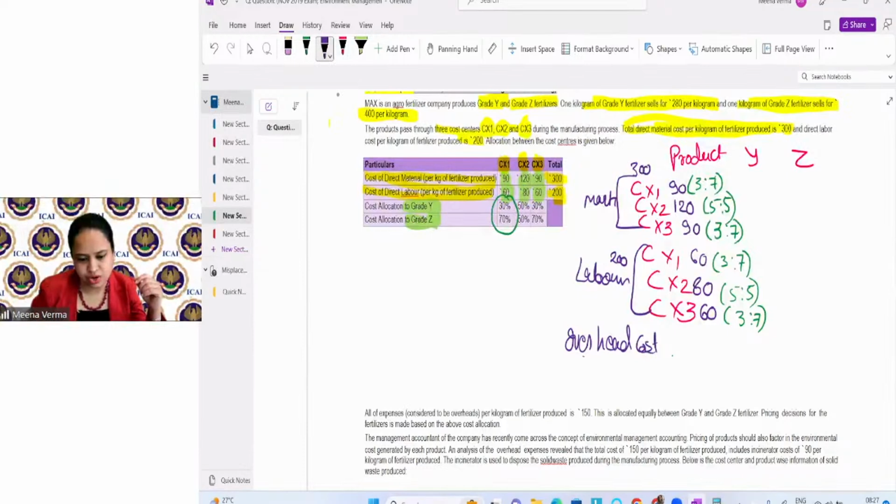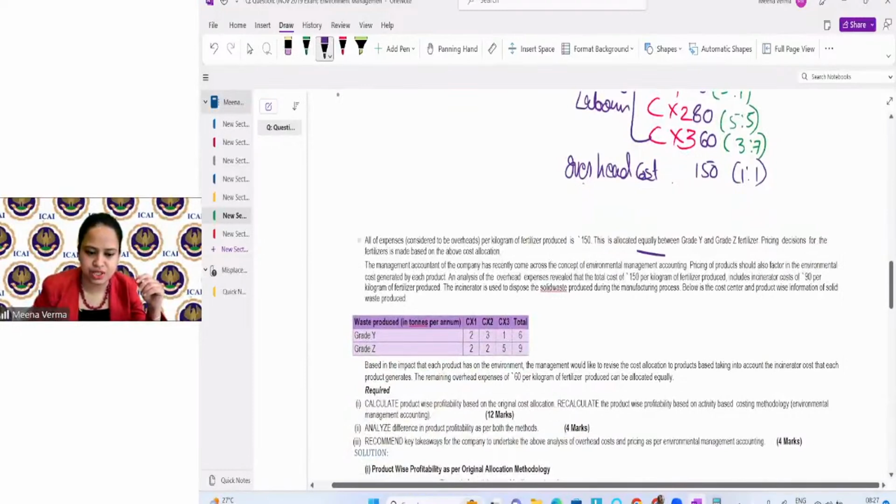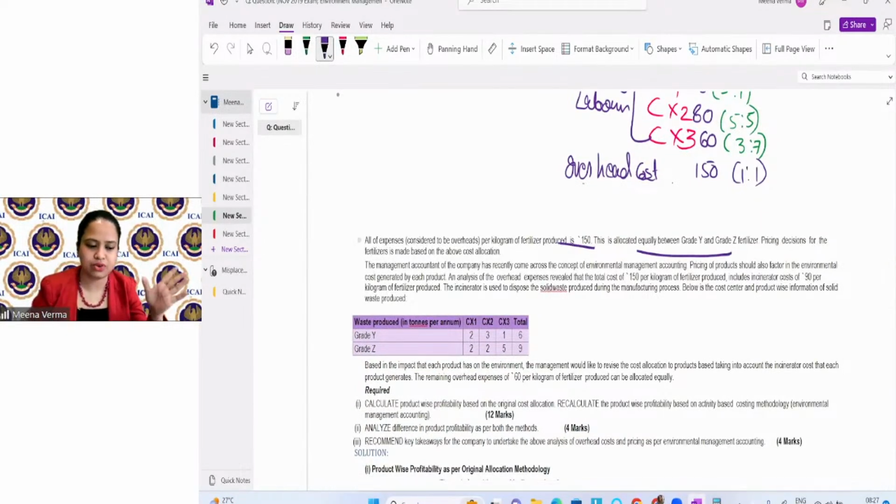So the overhead cost is rupees 150, which will be allocated equally, 1:1, you can say. All right, because it is mentioned here, right? See, it is mentioned equally between the product. This overhead cost should be allocated equally between the product. Okay, what else? Pricing decision for the fertilizer is made based on the above cost allocation. According to the cost allocation, we will do the pricing of the product.